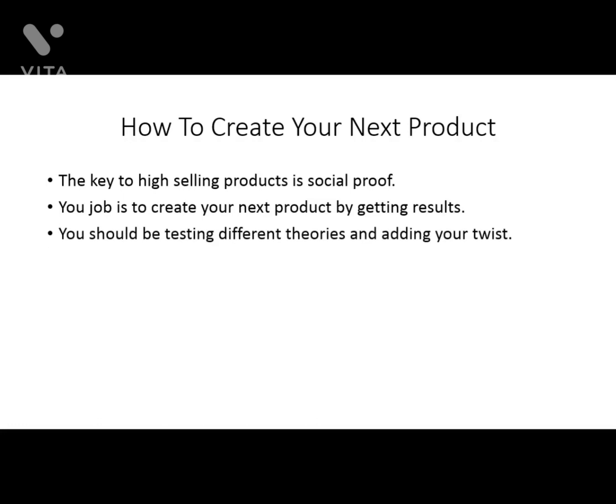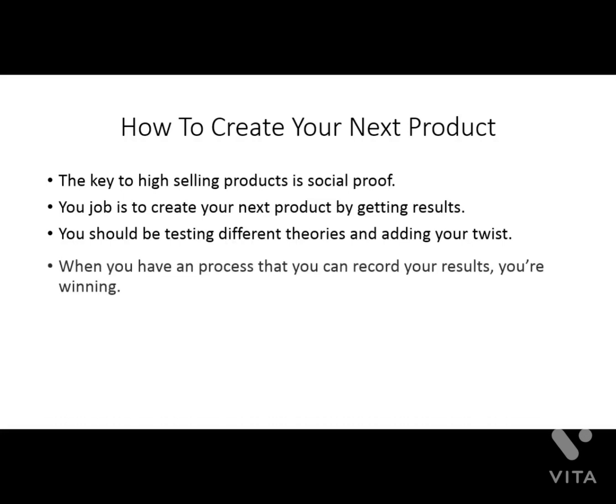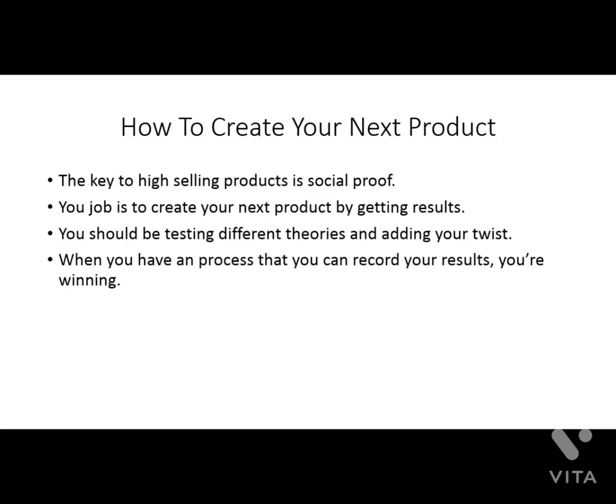You should be testing different theories and adding your own twist to them. Right? You should be doing that in order to create your next product if that's a way. Now, again, the key is going to be that you actually make money with them. So now when you have a process where you can record your results, you're winning, right? You have a winning formula, you have a winning product, you can then start creating and go to market.